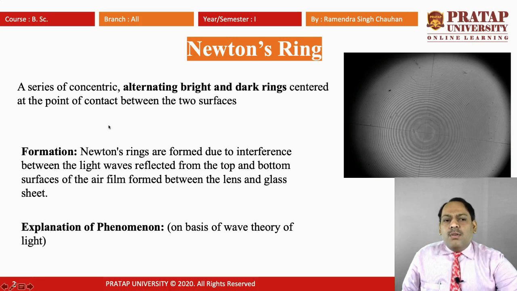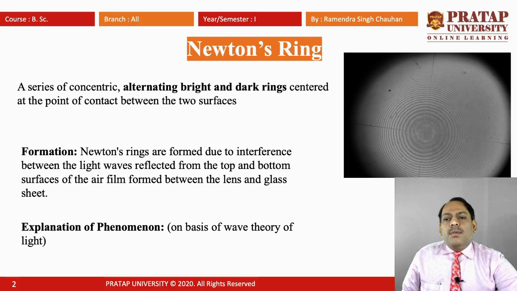Now, how are they formed? Newton's rings are formed due to interference between the light waves reflected from the top and bottom surfaces of the air film formed between the lens and glass sheet. So, these are basically phenomena of interference.